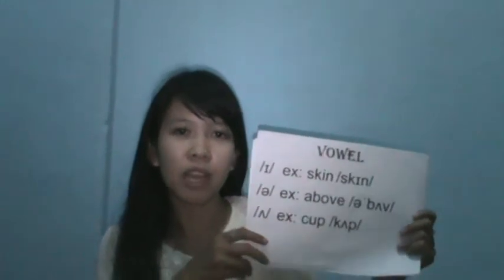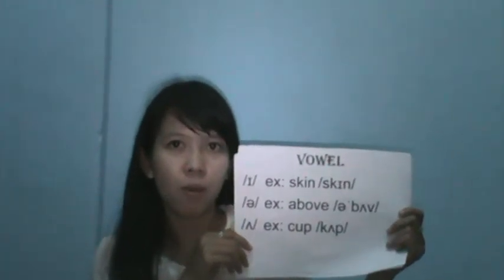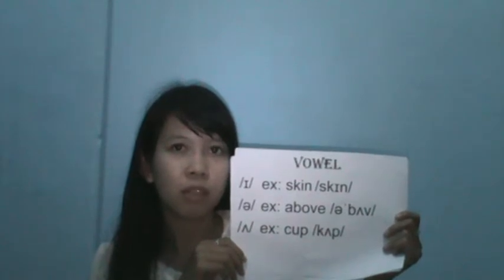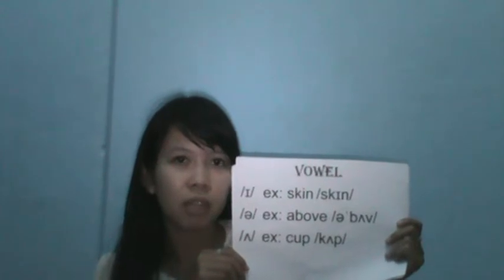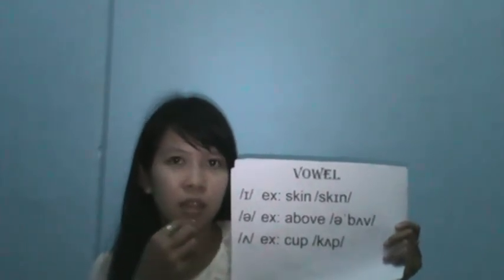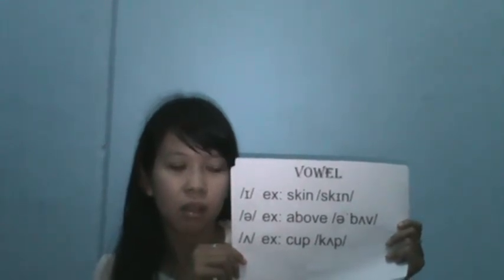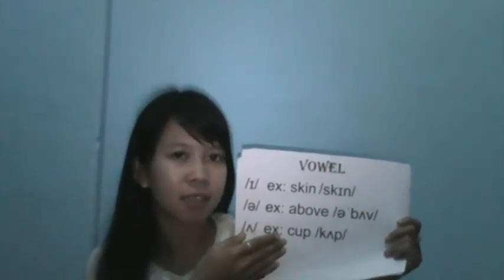And then we are going to the second of phonology. It is vowel. Vowel is speech sounds when the mouth is open but the tongue isn't touching the top of the teeth. The first vowel is the ee sound. For example, skin.